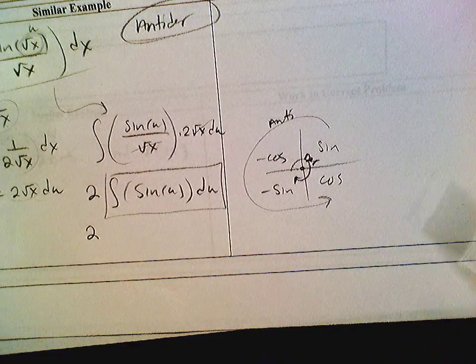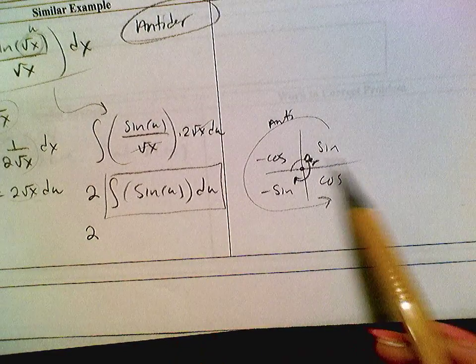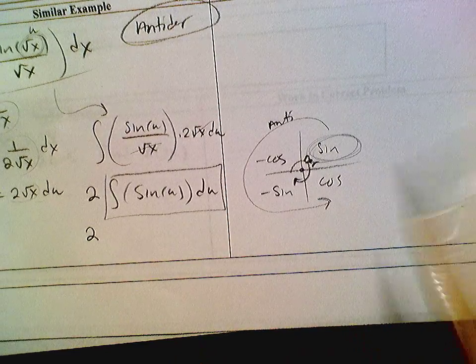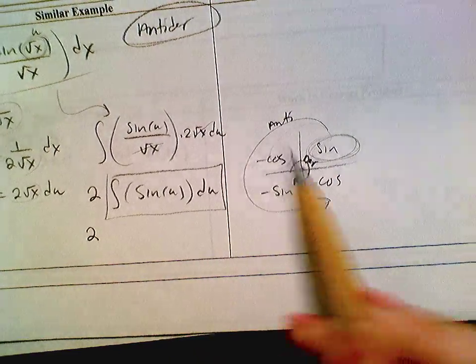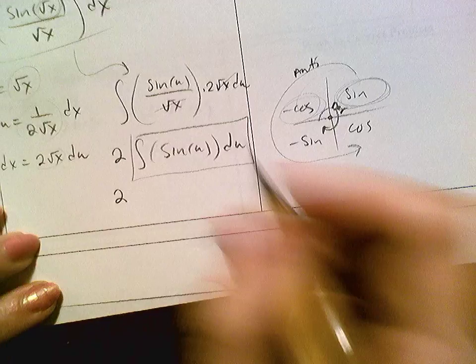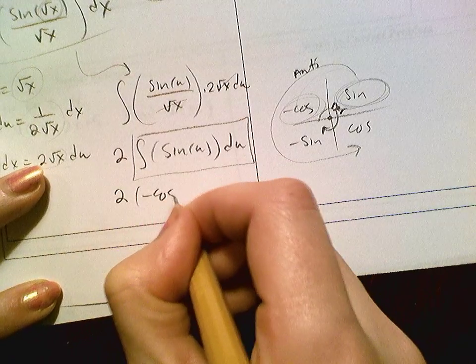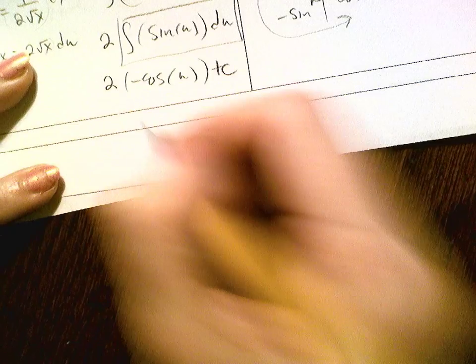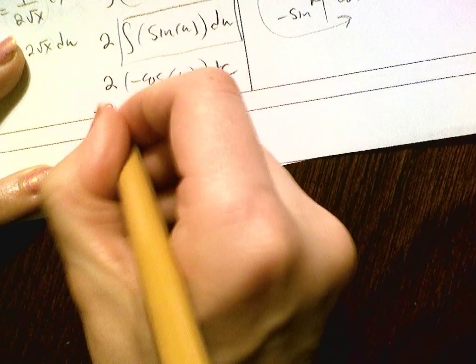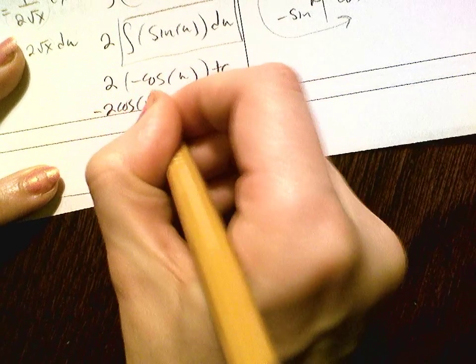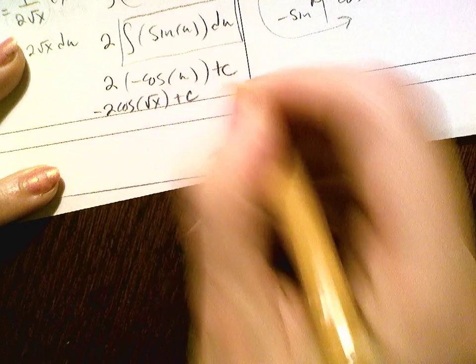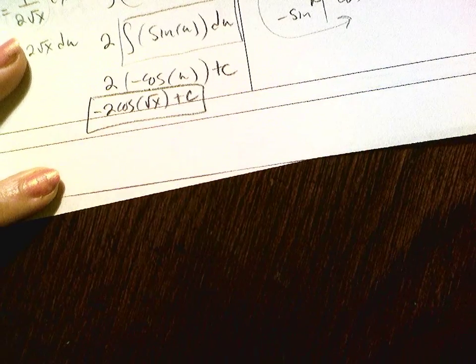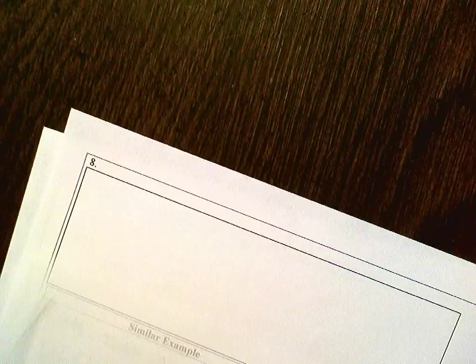Okay, so I want the antiderivative of sine. So here's sine. The antiderivative of it is negative cosine. So this is 2 times negative cosine of u plus c. And then final step, this is negative 2 cosine of radical x plus c. Whew, this is taking a long time.